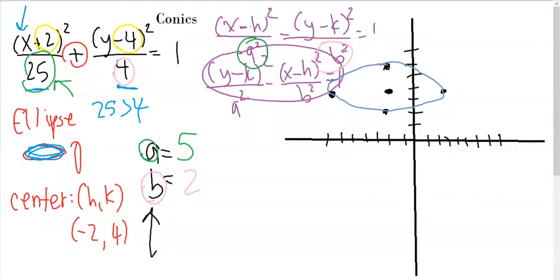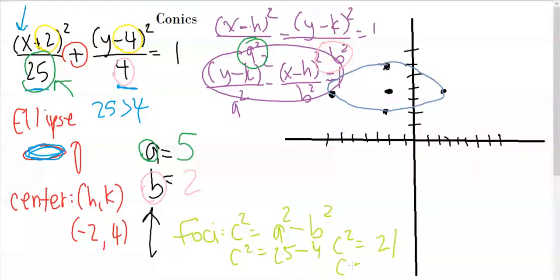And the final step that we're going to do is finding our foci. And the equation for that is c squared is equal to a squared minus b squared. So knowing that, c squared is equal to 25, again, right from our original equation, minus 4. And so therefore, c squared is going to be equal to 21. And then c is going to be the square root of 21.